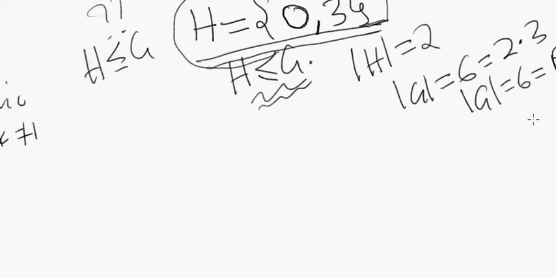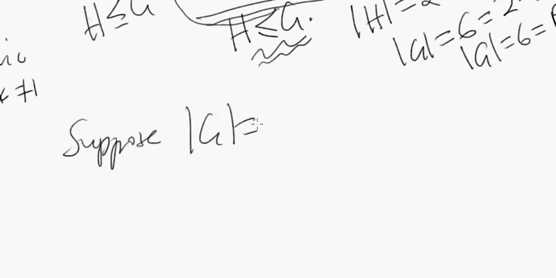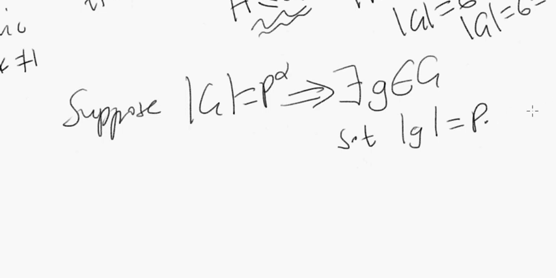So what else is there now? What else can we investigate here? How about this claim? Would you agree with it? Suppose that the order of G equals p to the alpha. Does this imply that there exists some element g of the group G such that the order of g equals p? It looks similar, but it's slightly different.